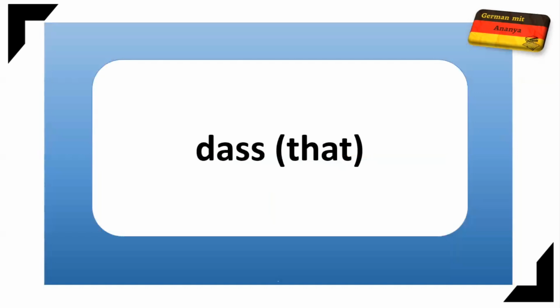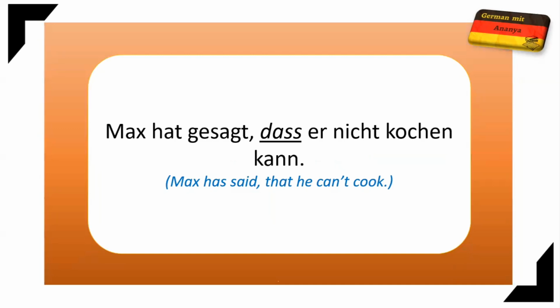Next is dass, which means that. Max hat gesagt, dass er nicht kochen kann. Max has said that he can't cook. So dass, which is a Nebensatz, in Nebensatz, the verb will always be at the end. You can see the conjugation of können, which is kann, is at the end.